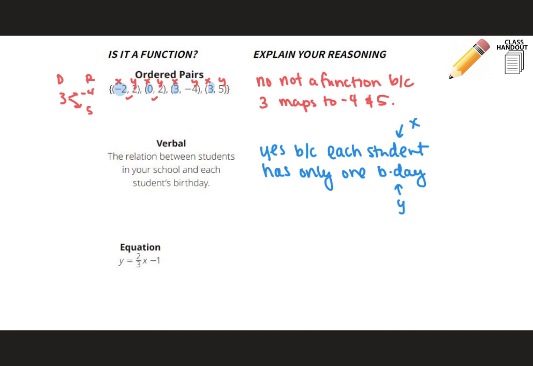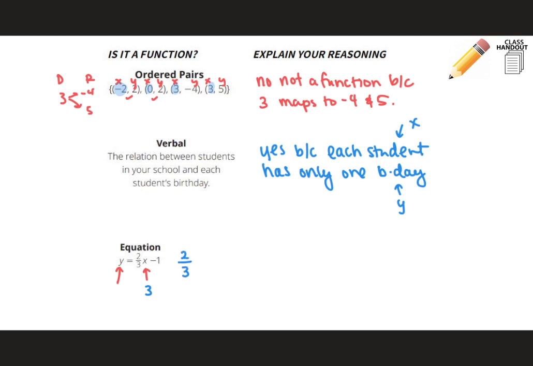All right, the third example is an equation. So this is y equals 2/3 x minus 1. So you might think, well, how am I supposed to determine if this is a function? Remember, we need to see if we put in an x value, we get exactly one y value. Basically saying, if I plug in an x value, so say for instance, I plug in the number 3, am I only going to get one single y value? So let's plug in that number.